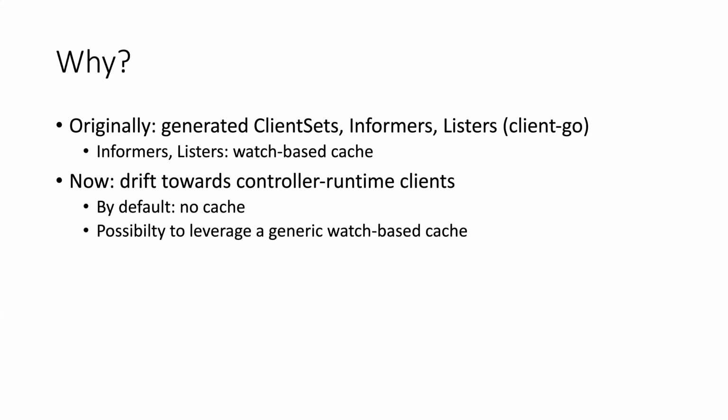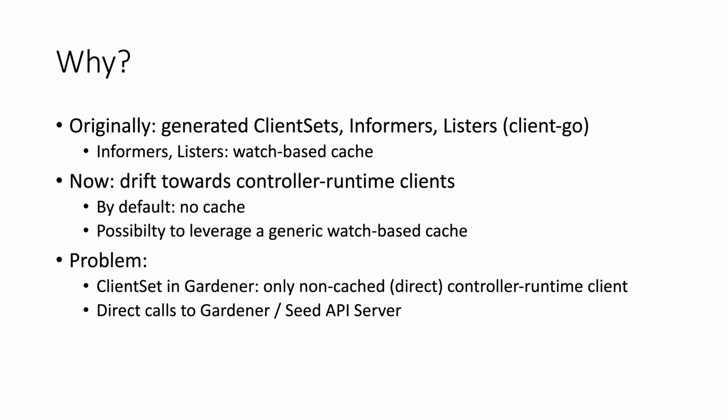The problem for us, for Gardener, was that the client set we use in Gardener only consists of a non-cached controller runtime client. So every time you do a get or a list, it talks directly to the API server. So for example, to the Gardener API server, or to the seed API server if you're inside a Gardenlet controller. What's the problem with that?